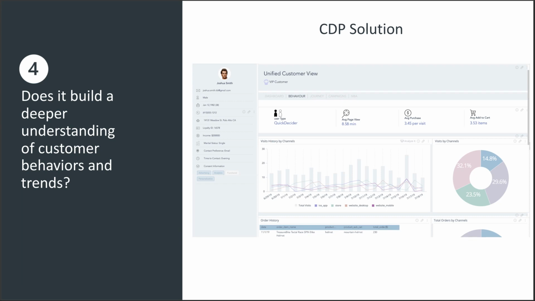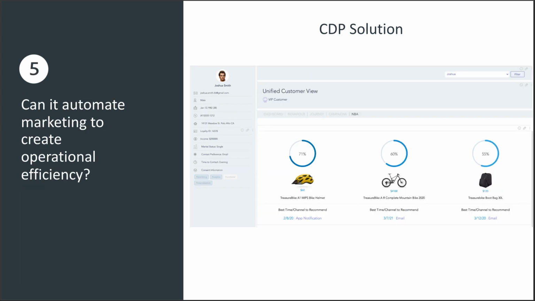And we can start building up those metrics against the customer. Here you can see visits per channel. So we can see the total number of visits, how many are coming from the app, how many are in store, how many are from a website, desktop, or mobile, which channels, order history again, and total orders by channel. So does he normally convert on his phone? Does he normally research on his phone but buy on his desktop? All of these are building up a much more in-depth understanding of who the customer is, what their trends are, and what their behaviors are.